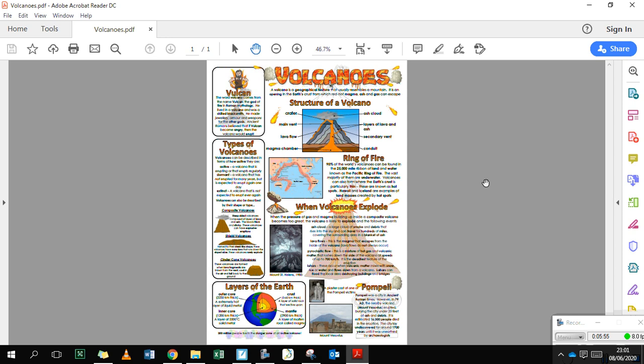It might be that you really want to concentrate just on the structure of a volcano and what happens when it explodes. It might be that you're interested in telling me about the types of volcanoes and the structure of volcanoes. It might be that you want to talk about the layers of the earth, the structure of a volcano, and then what happens when a volcano explodes and the damage it causes. It's completely up to you. I'm really looking forward to seeing the examples of fact files that you do.